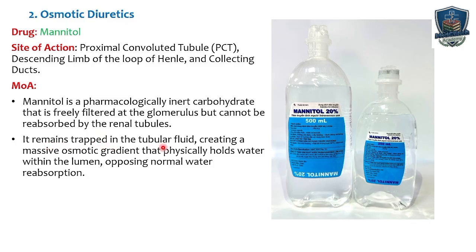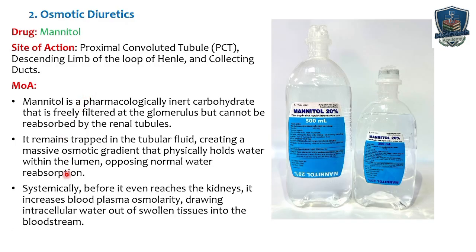So it remains trapped in the tubular fluid, creating a massive osmotic gradient that physically holds water within the lumen. So the water will be held in the descending limb, because the filtrate in the descending limb will be more concentrated than the medulla, and that is because of the presence of the mannitol, which we know is an inert carbohydrate. So that's what you have to know.